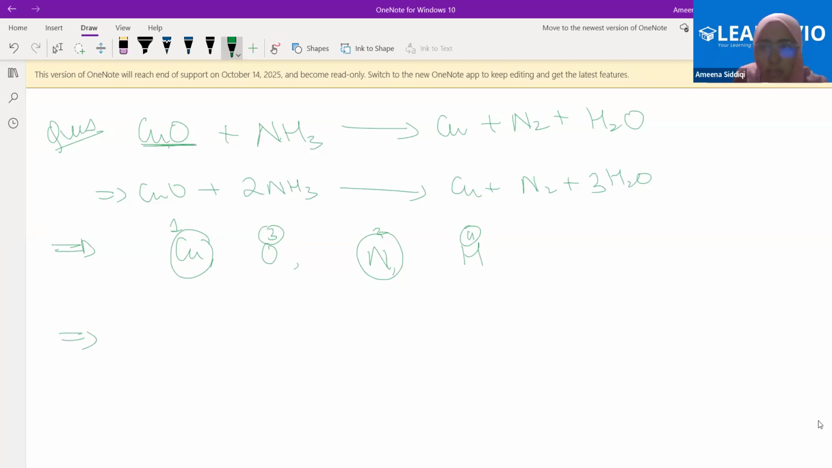How many atoms of copper here? One. How many on this side? One. That means it's balanced, right? Yeah. I'll move on to the next step.